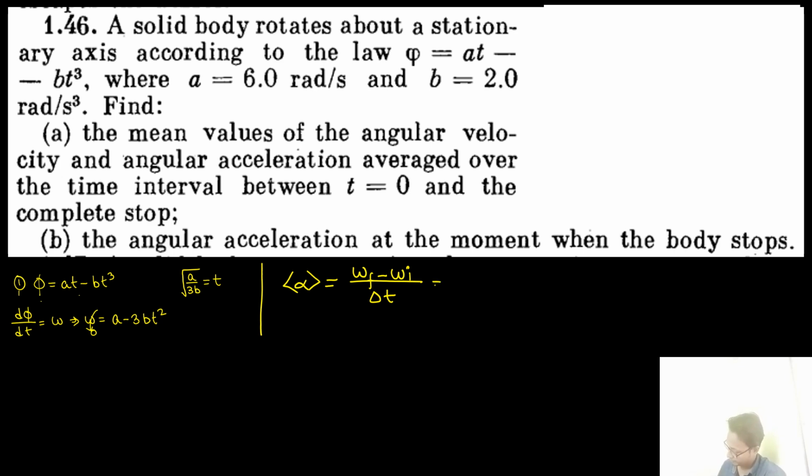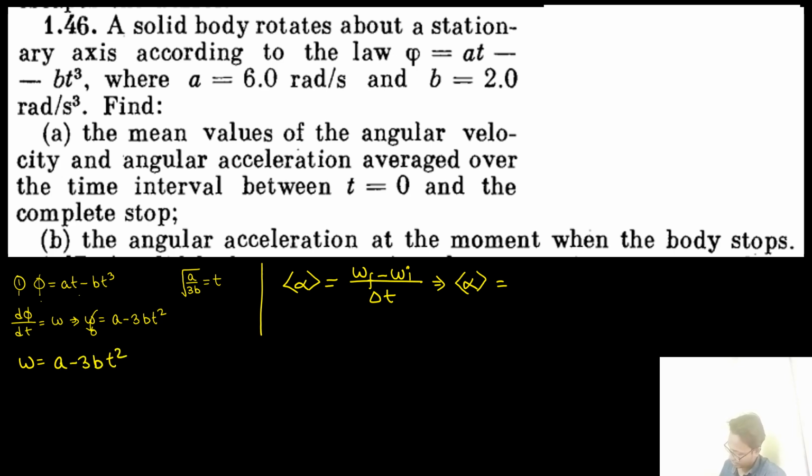So out here, average angular acceleration would be, what is the final velocity? See this equation. I neither know the final velocity nor the initial velocity. The equation for velocity is omega equal to a minus 3bt squared.